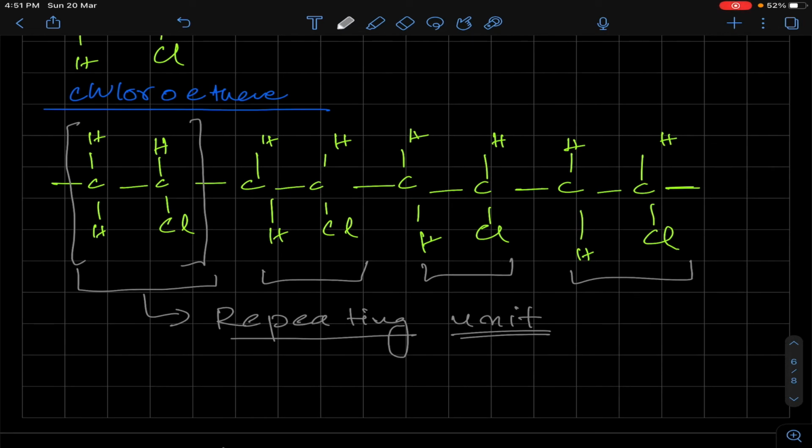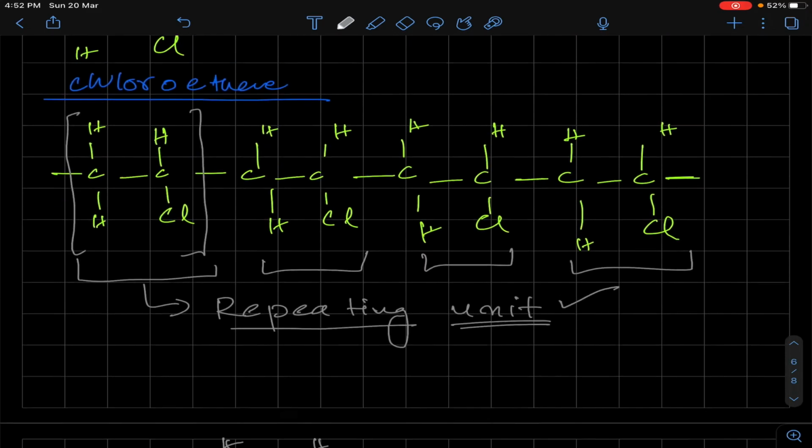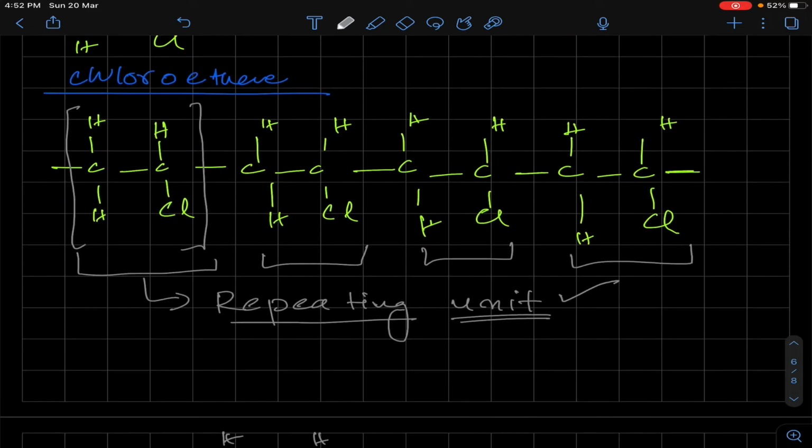Just identify the repeating unit. Once you have identified it, draw the structure and place a double bond between both the carbon atoms. This would be the structure of the monomer, right? And the name of this polymer is polychloroethene, also known as polyvinyl chloride, commonly known as PVC.